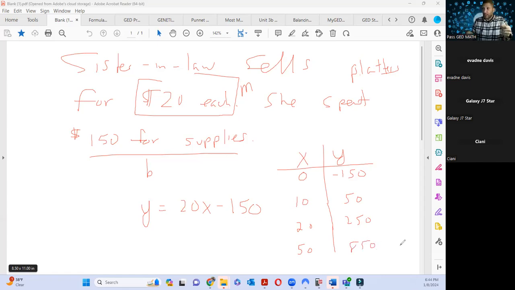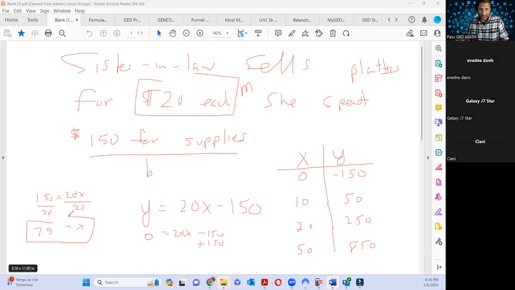So again, if you wanted to know how much you would break even with, you would say 0 equals 20x minus 150. Solve for x: add 150 to both sides. I'm going to write over here, 150 equals 20x. Now it's not going to go evenly. Divide both sides by 20. You're going to get 7.5 equals x, right? So to break even, you can't sell 7.5 platters. You would round up and say, I need to sell 8 platters to break even. That's my break even point.